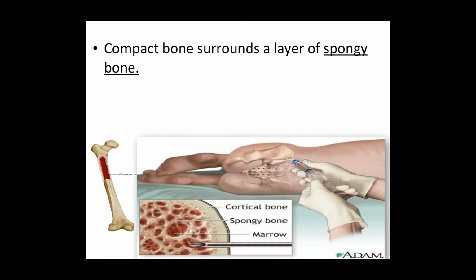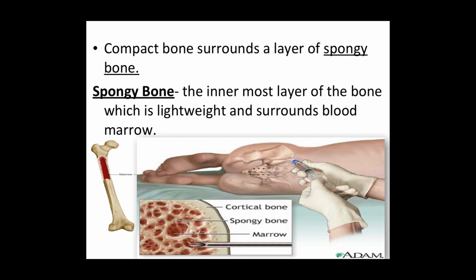Compact bone surrounds a layer of spongy bone. Now, spongy bone, that's where we have blood marrow. And blood marrow, also known as bone marrow, is what makes our blood cells. I'm talking about red blood cells, white blood cells, and so on. All our blood cells are made inside blood marrow, also known as bone marrow. I don't want you to get that confused. You might hear another teacher or a doctor say bone marrow, and say, Mr. Guest didn't teach us about that. It's the same thing. Bone marrow and blood marrow are the same thing.